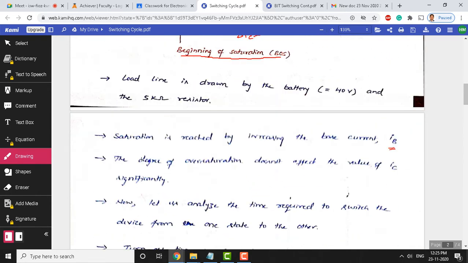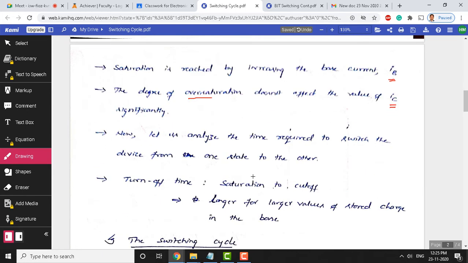The degree of over saturation does not affect the value of IC significantly. Do not think that the IC value will be affected significantly by the degree of over saturation. Now, let us analyze the time required to switch from one state to the other state.